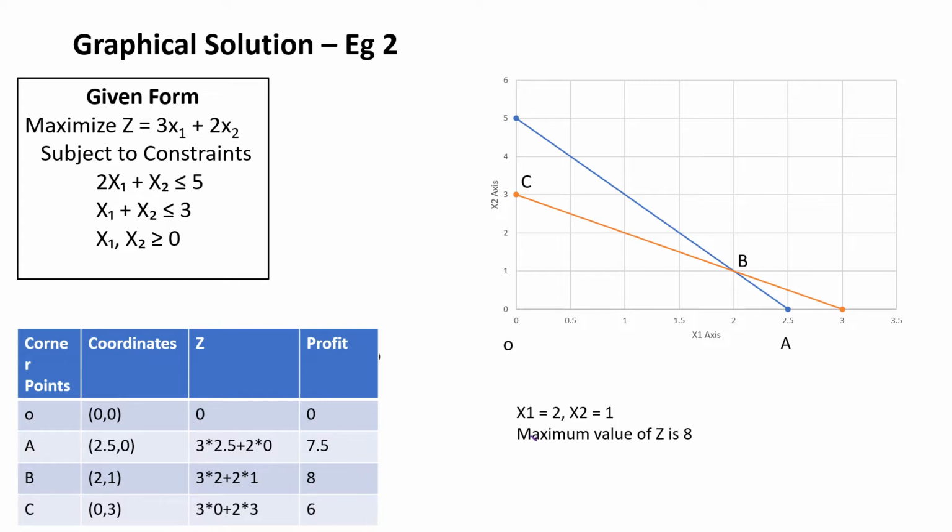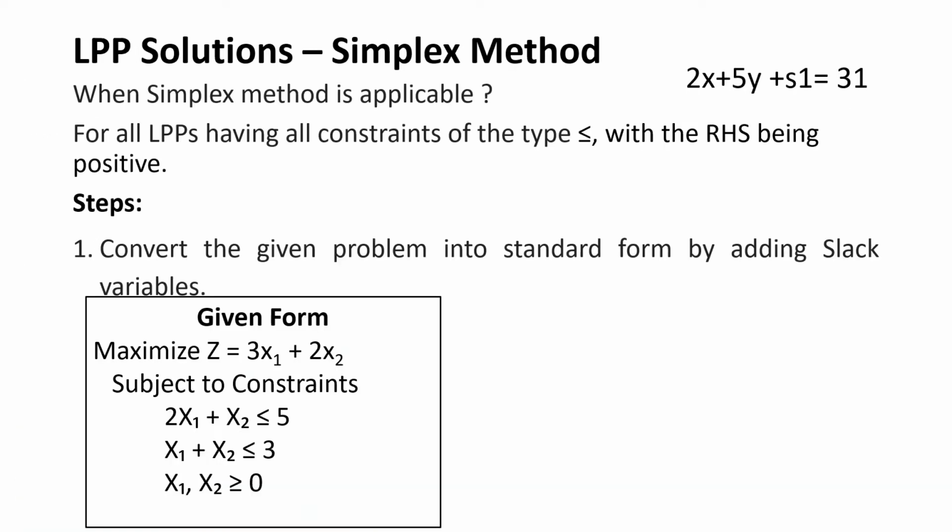Now when we apply the simplex technique, we will see that my first iteration or my first table is formed at origin O. And with each iteration, we are actually jumping from one corner point to another, right? So that we are going to see in today's class. So let's proceed.